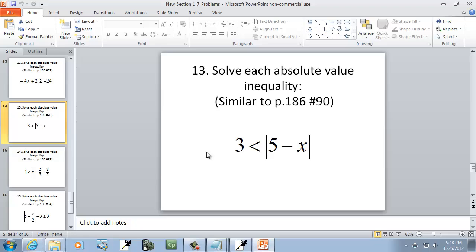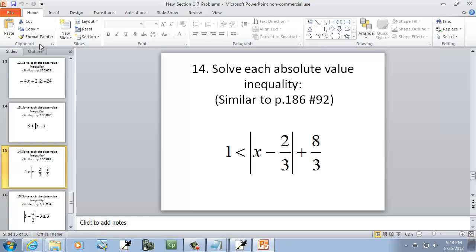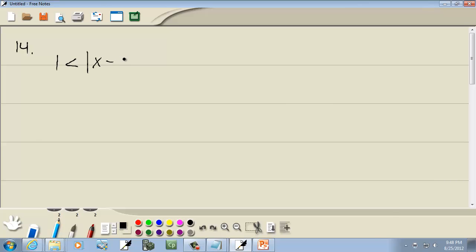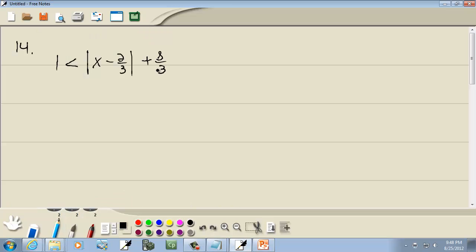And let's look at the next problem. Okay, so we got 1 is less than absolute value of x minus 2/3, and then plus 8/3. Well, right away, I see I have the absolute value on the wrong side, so I can flip them completely. Put the x minus 2/3 absolute value of it on this side with the plus 8/3, and put the 1 over here. Small end of the inequality opens up toward the 1, so when I flip it around, the small end has to open up toward the 1.